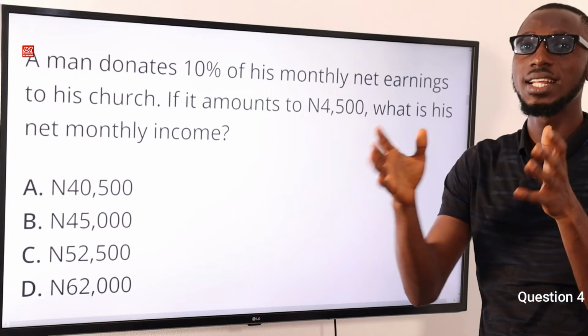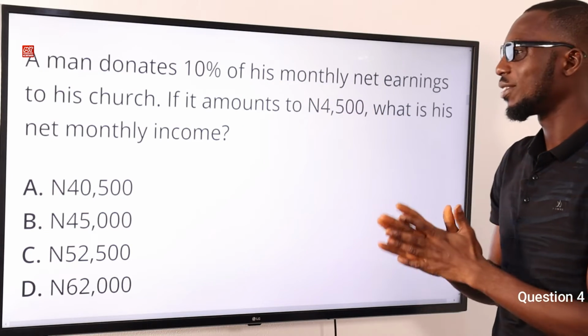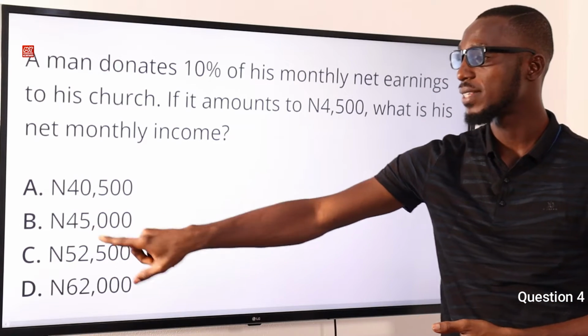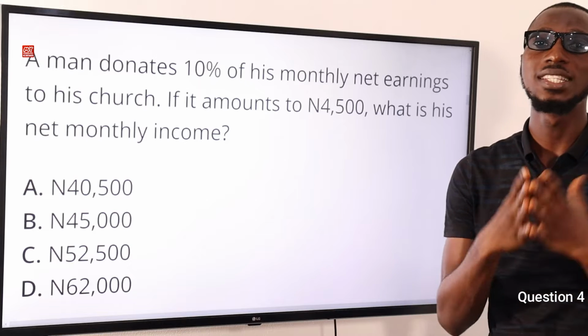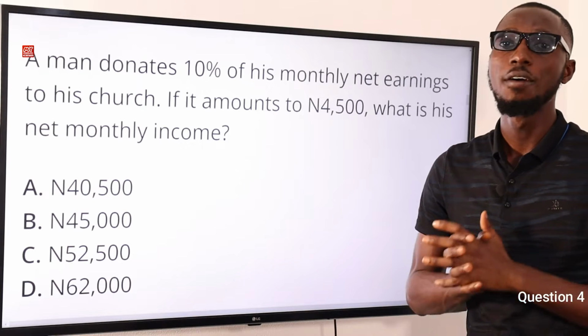The amount is being divided in 10 different places. So 4,500 times 10, just multiply that. Then you should have the amount as 45,000, because 10% of 45,000 is 4,500. 10% of 100,000 is 10,000 naira. So the correct option here is option B, 45,000 naira.